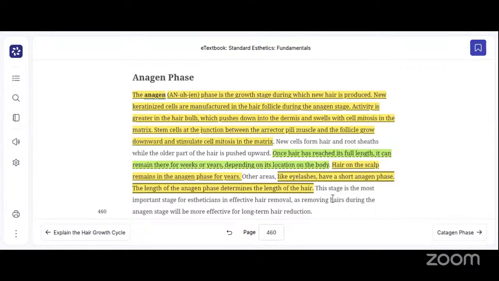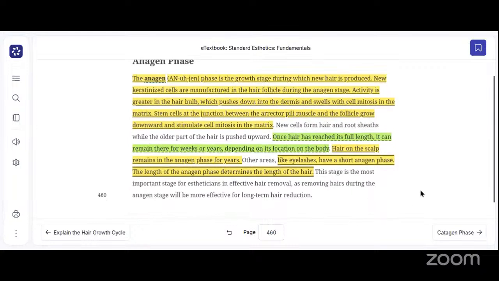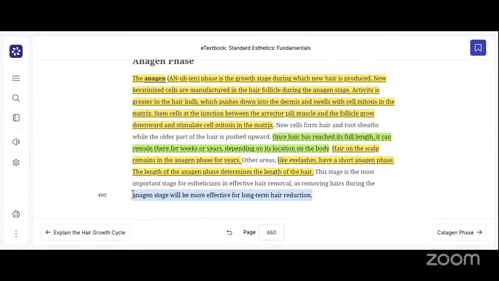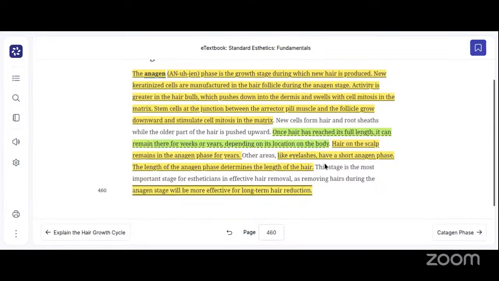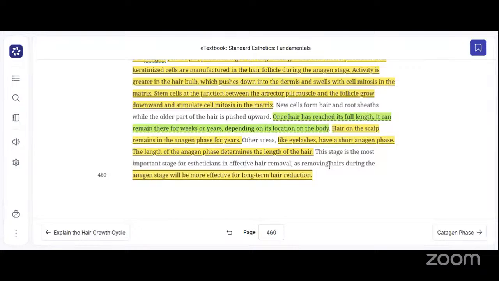This stage is the most important stage for estheticians in effective hair removal, as removing hairs during the anagen stage will be more effective for long-term hair reduction. So if you are trying to remove hair long-term, in the anagen phase, we are definitely looking at something more like lasers or IPLs, as recommended. Please make sure we note this. I did bookmark this for those that are studying.